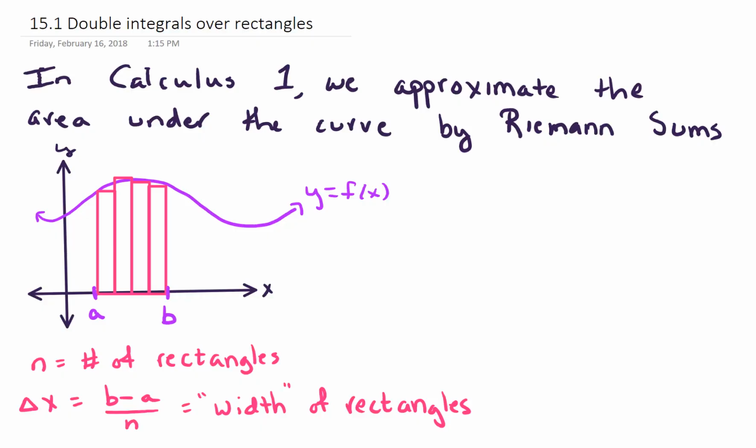Hello, in this video we're going to talk about double integrals over rectangles. Before we do this, I'd like to take a trip back to Calculus 1, where we approximate the area under the curve by Riemann sums. So let's take a look at this graph.